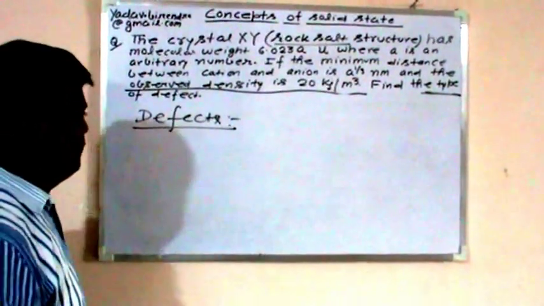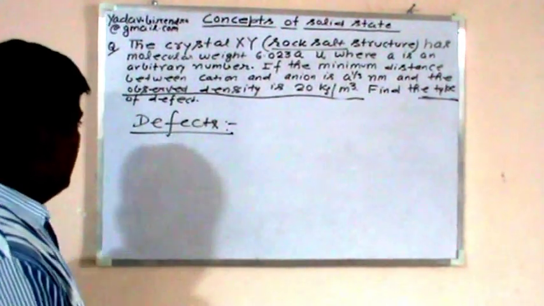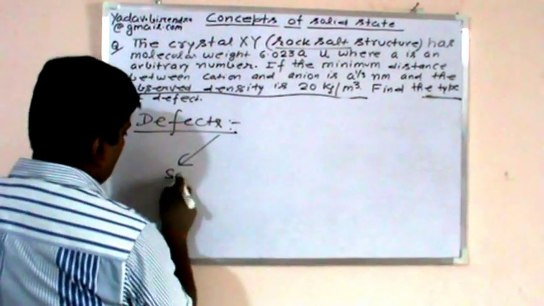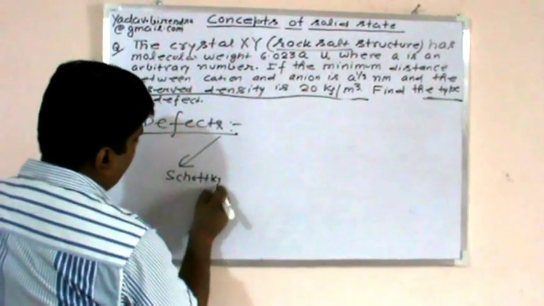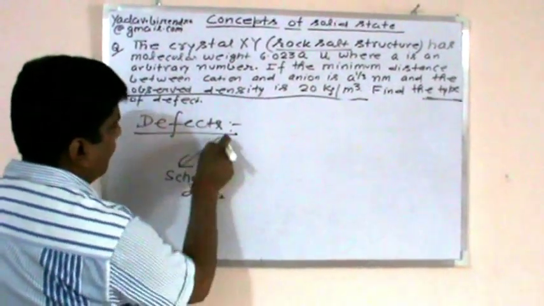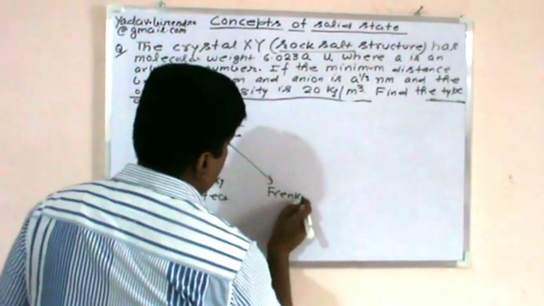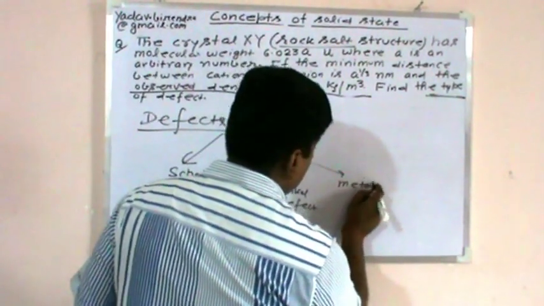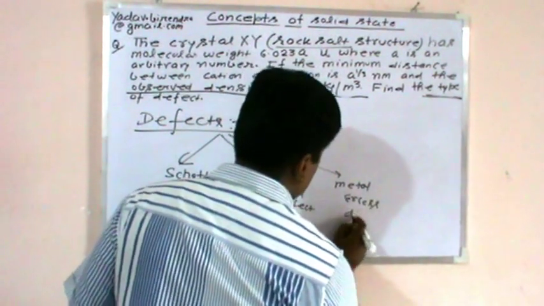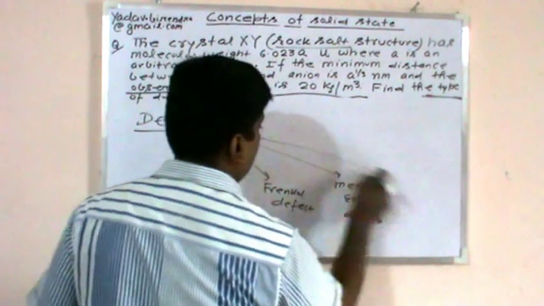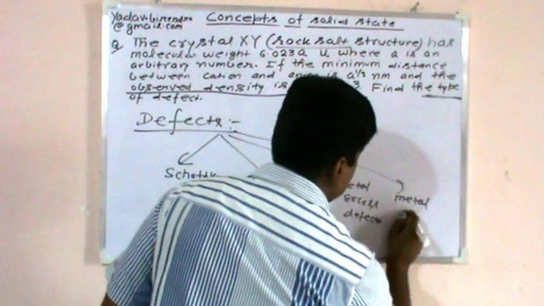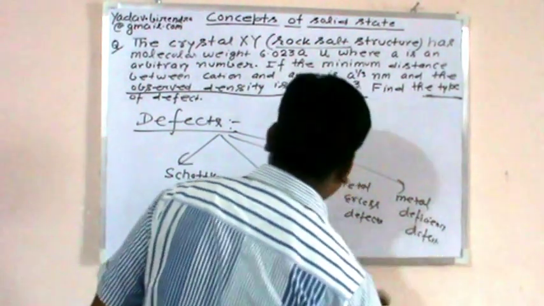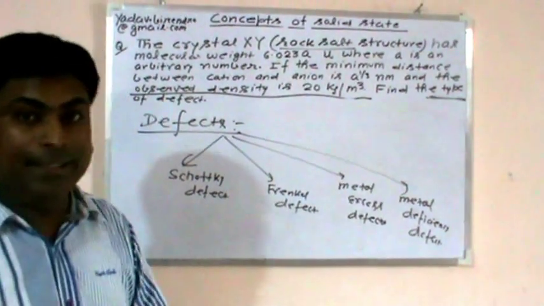Now I will discuss different types of defects that are found in ionic solids. Different defects that we need to know here are Schottky defect, Frenkel defect, metal excess defect, and metal deficiency defect. These defects we need to study in detail.